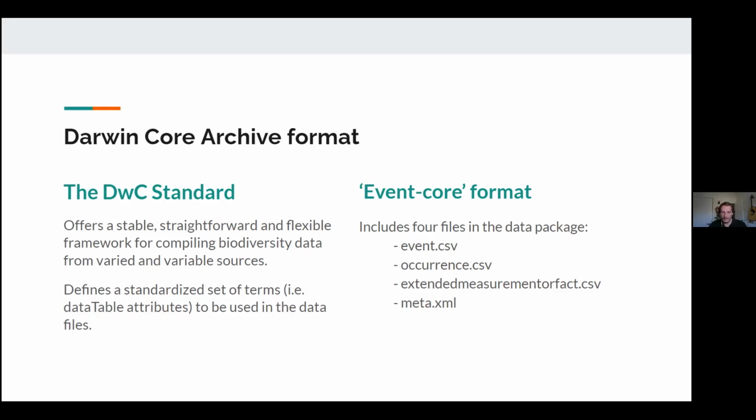There's a couple of variations within the Darwin Core Archive format. For this data set, we're using what's called Event Core. And really the important takeaway here is that our data package needs to be formatted to have these 4 files: event, occurrence, extended measurement or fact, and a meta.xml file. And that meta.xml file is different from an EML metadata XML file. And we'll see that in a little bit.